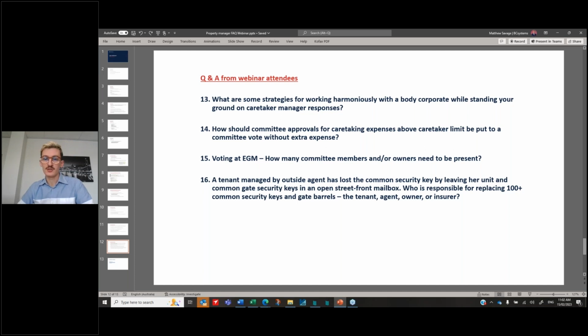So it's not a fee to make those decisions, but if you need to spend $5,000 and the caretaker limit is $2,000, every owner in the complex needs to be informed about that.